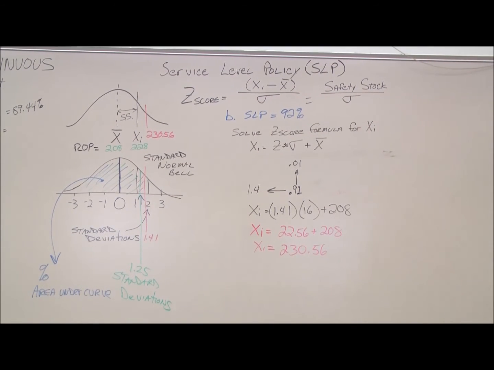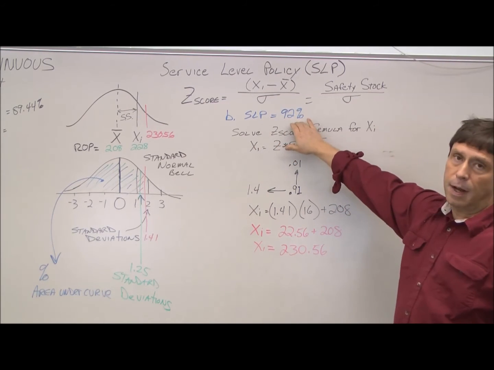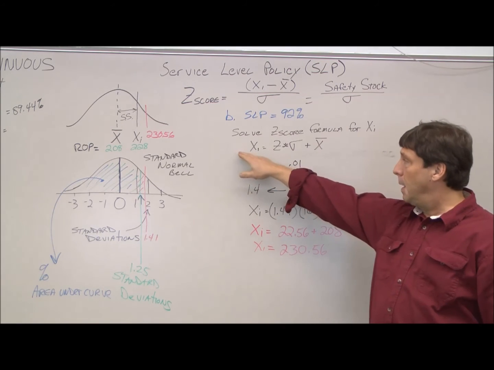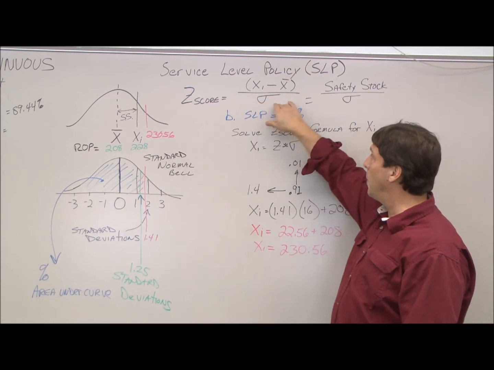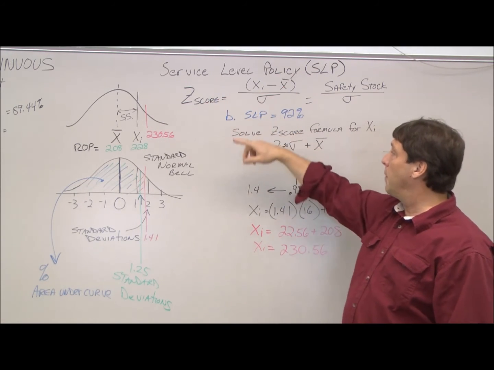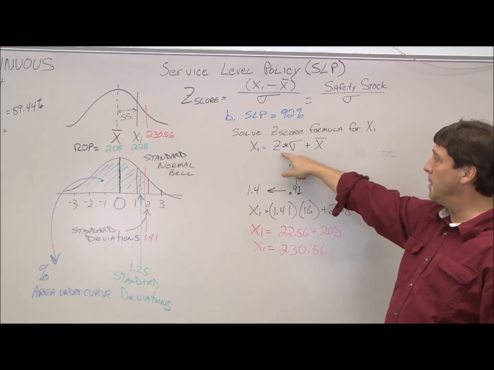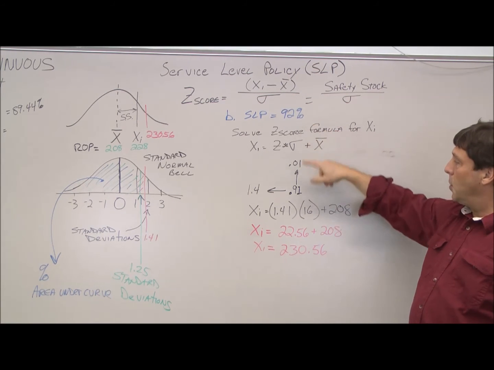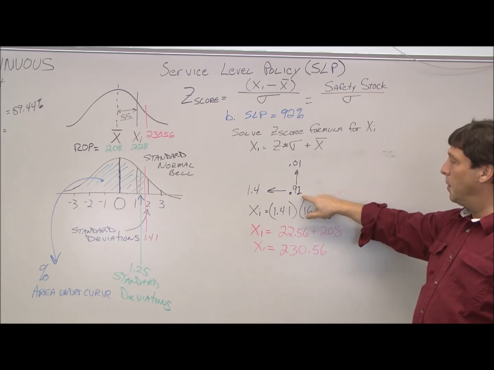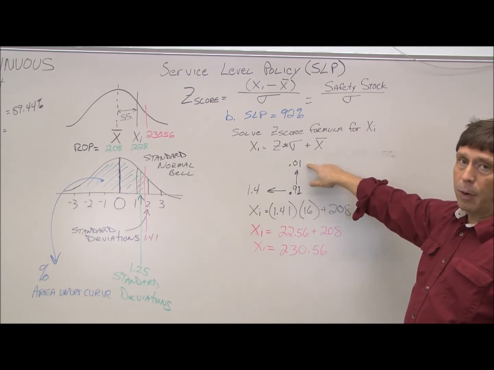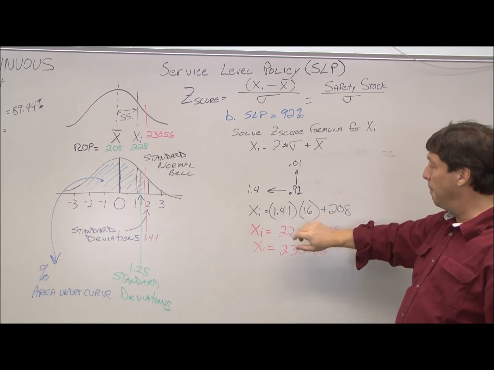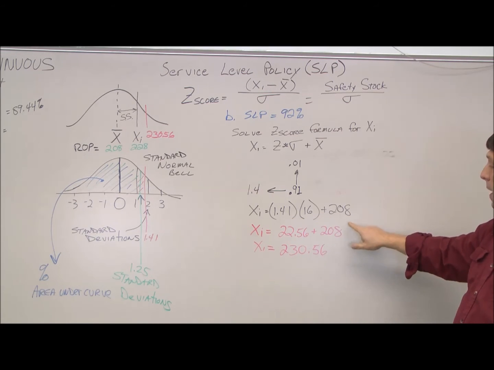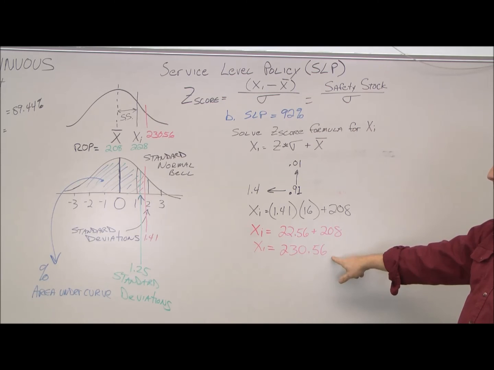For the second part of the problem, where we were given that the service level policy is 92%, we basically do the same thing in reverse. I just simplified it by solving the z-score equation for x sub I, bringing everything over to the other side, so I have x sub I equals my z times the standard deviation plus the average. Looking at the chart for 92%, or 0.92, gives me 1.4 here, 0.01 on the top. Look at your chart, you'll see what I mean. So plugging it into the equation, 1.41 times 16 plus 208 gives me an x sub I of 230.56 units.